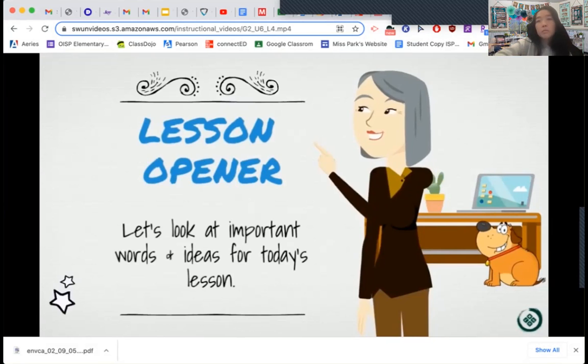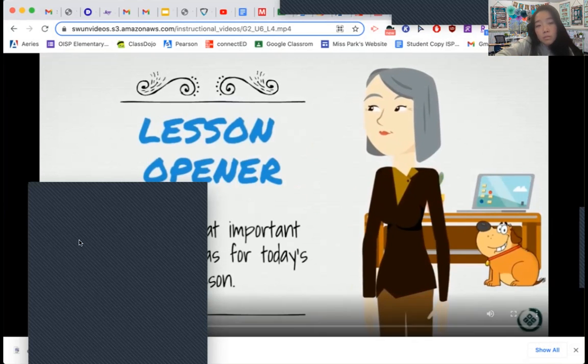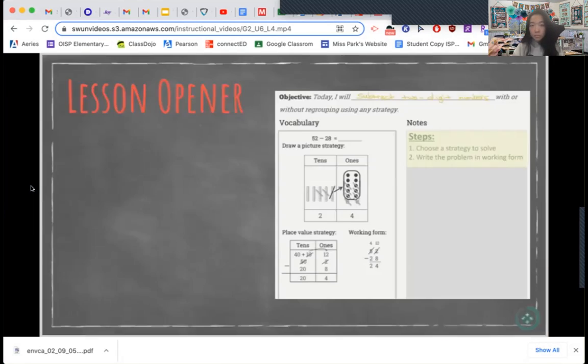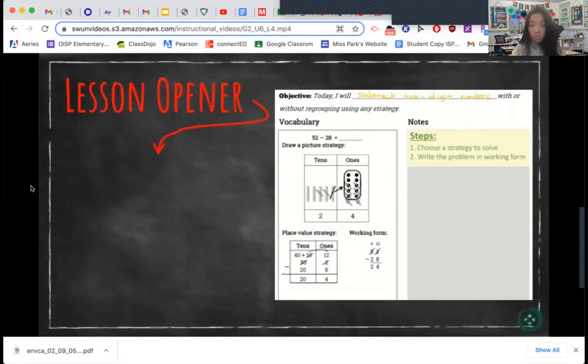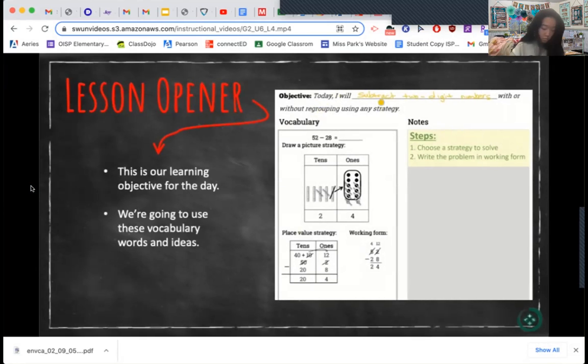Let's look at important words and ideas for today's lesson. Let's review today's objective. It says, today I will subtract two-digit numbers with or without regrouping using any strategy. Our first vocabulary term is the draw a picture strategy.